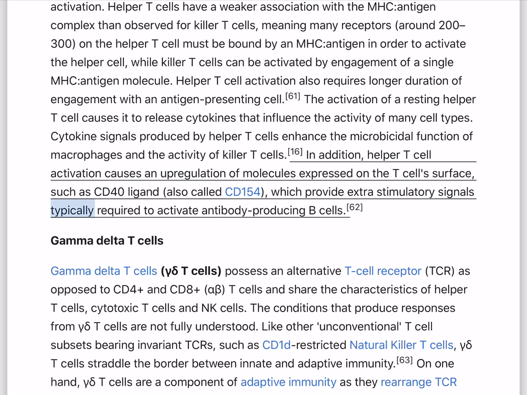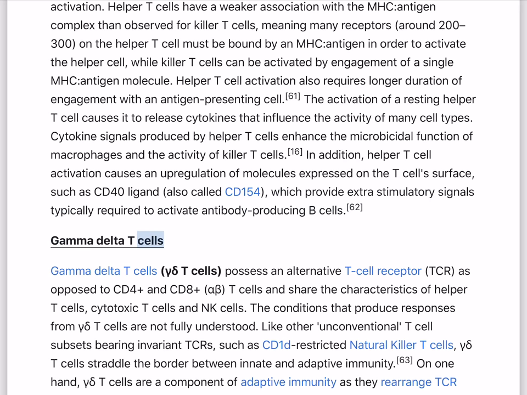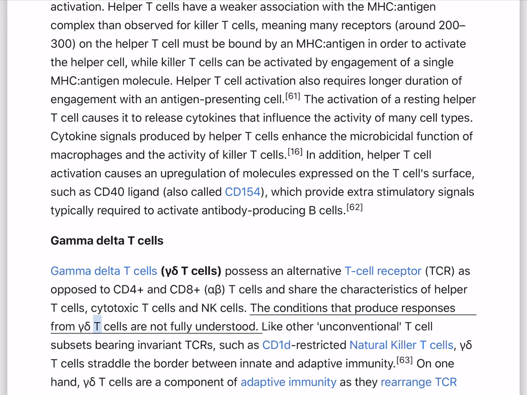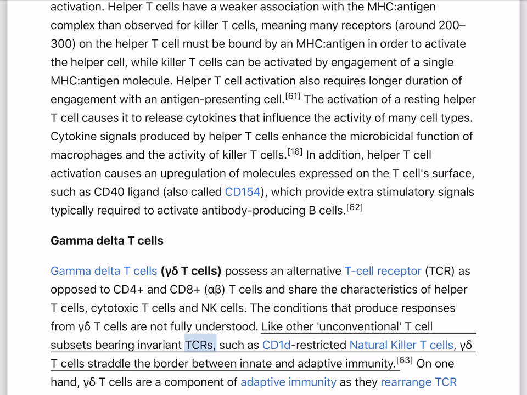Gamma-delta T cells possess an alternative T cell receptor, TCR, as opposed to CD4+ and CD8+ T cells, and share the characteristics of helper T cells, cytotoxic T cells, and NK cells. The conditions that produce responses from gamma delta T cells are not fully understood. Like other unconventional T cell subsets bearing invariant TCRs, such as CD1d restricted natural killer T cells, gamma delta T cells straddle the border between innate and adaptive immunity.